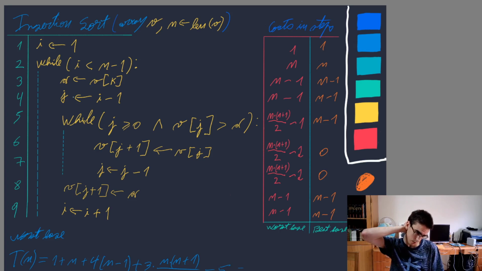So that being said, we have to do the counting of steps. We are measuring time in steps, and we are using the RAM model. So we have seen in the previous video about the RAM model that an assignment is one step, and this is a comparison.